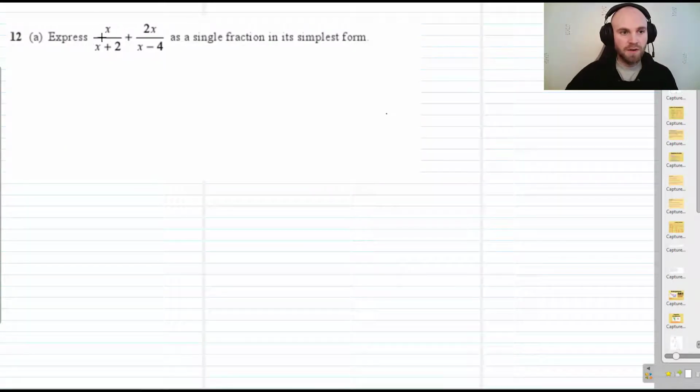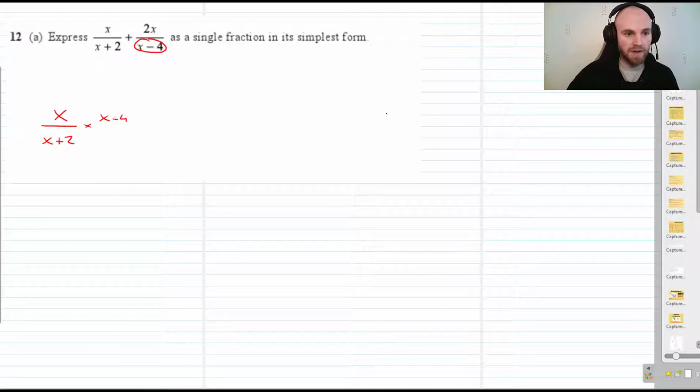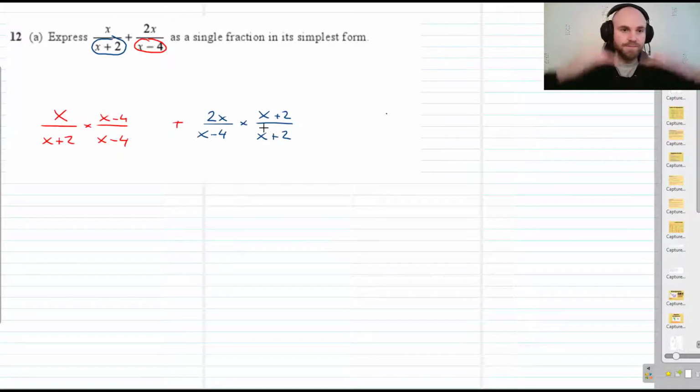Okay, so what we're going to do, we've got this x over x plus 2, and then there's 2x over x minus 4. I'm going to multiply x minus 4 by the top and bottom of this fraction here. So it's going to be x over x plus 2, multiplied by x minus 4 on the top, x minus 4 on the bottom, which keeps it all equal, doesn't change anything. Then we have plus, and I'm going to change this to blue, and I'm going to multiply this x plus 2 by the top and the bottom of this 2x over x minus 4. So it's going to be 2x over x minus 4, multiplied by x plus 2 over x plus 2. And again, we're multiplying the top and the bottom by the same thing, so it doesn't change anything. It doesn't cause any imbalances.